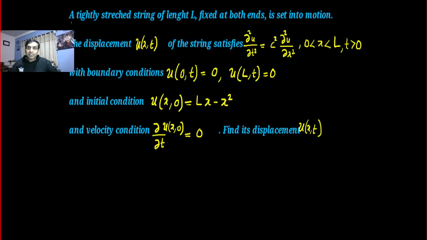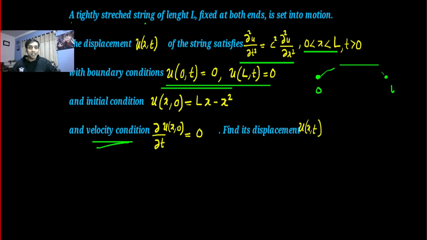A tightly stretched string. Okay, this is a wave. It's also clearly given the equation, and we can see 0 to L. So the wave is supposed to form between 0 and L. And they have given the initial condition, the boundary conditions, and the velocity condition, etc. I can smell this is going to be long because it is not in terms of sine.